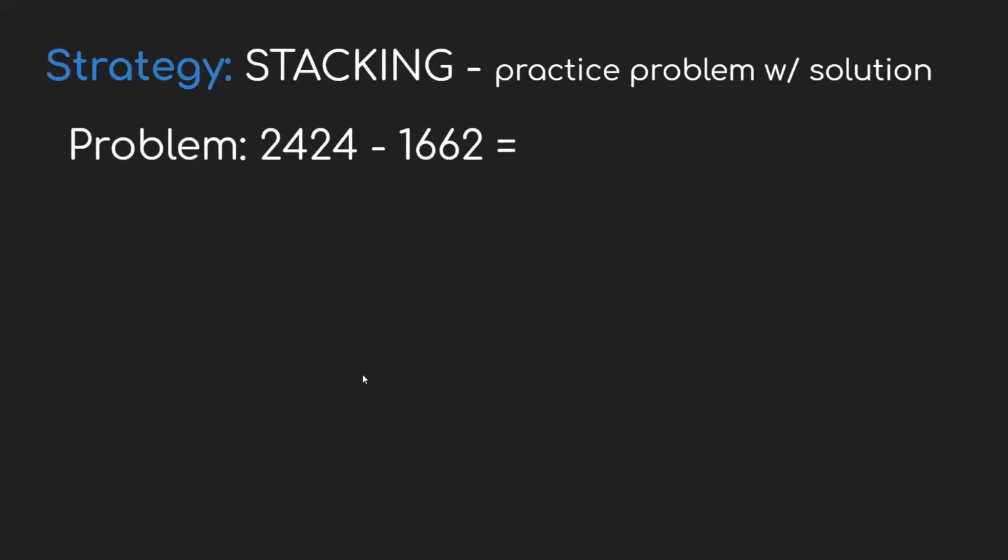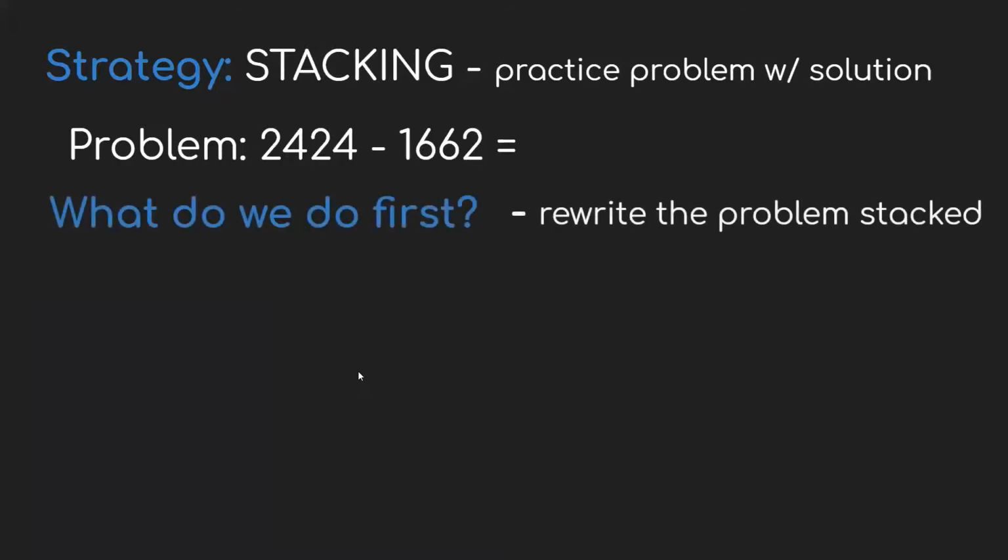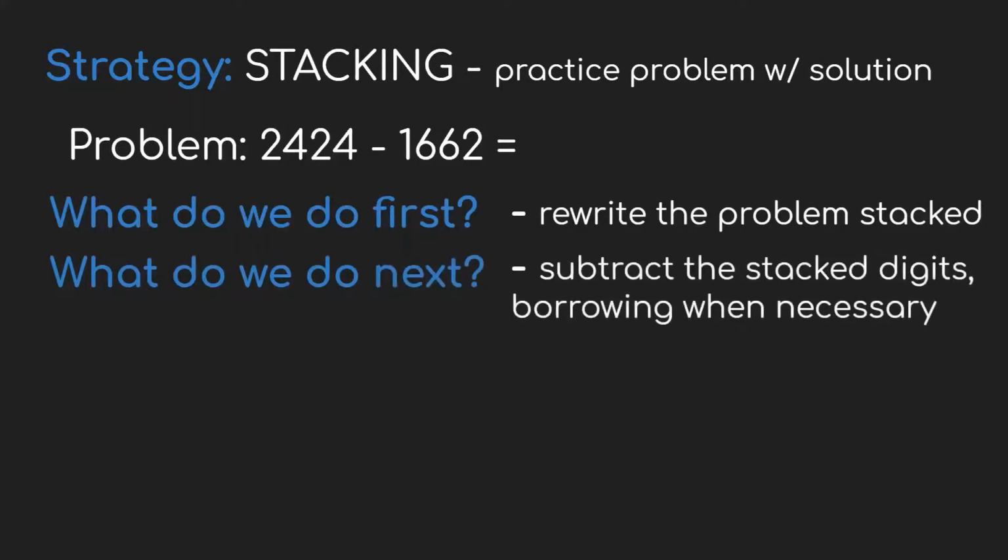Let's do some practice problems. Try to do this on your own. 2,424 minus 1,662. What do we do first? We're going to have to start by rewriting the problem stacked. Then what do we do next? We're going to subtract down the stacked digits, borrowing whenever necessary.